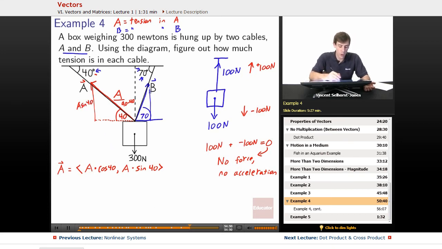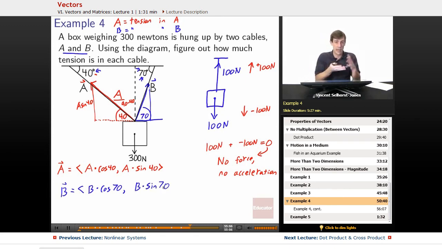Next, we can talk about vector B. We can break it down in very much the same way. So that'll be B times cosine of 70, because the angle connected to the side adjacent is 70 degrees, and B times sine 70. So we can get this all just from basic trig stuff.